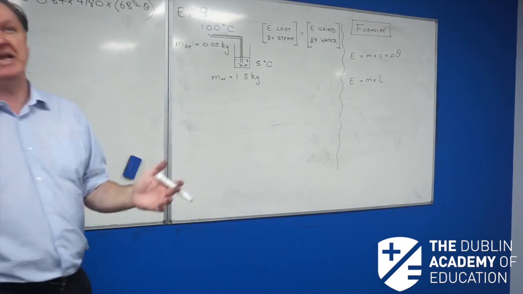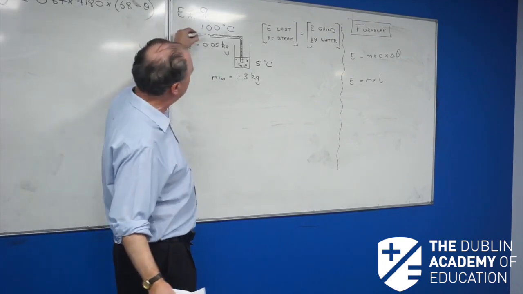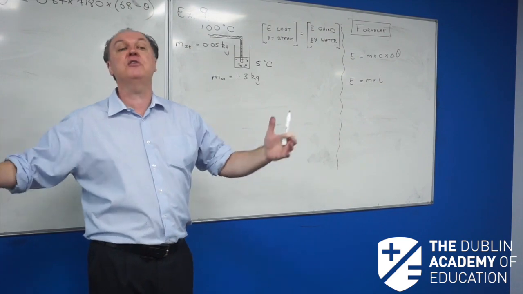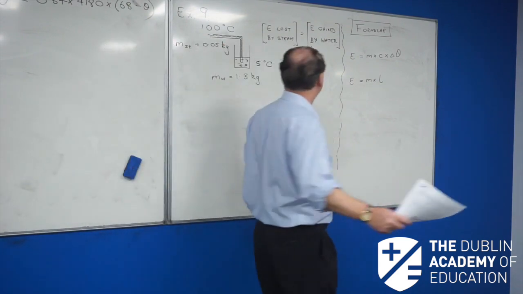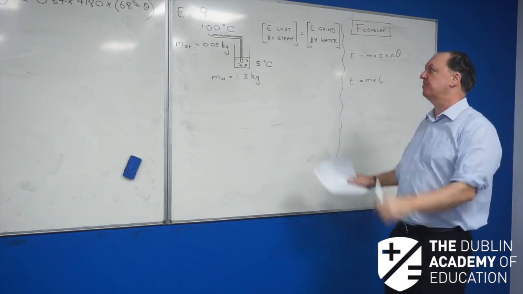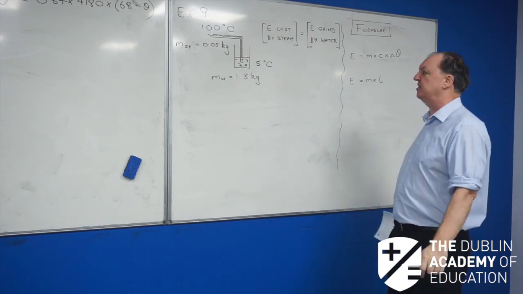That's an assumption made in all of these problems, that when the steam condenses, all of its energy goes into heating the water. None of it escapes out into the atmosphere. So you might have to put a lid on it or something like that to make sure that happens. But anyway, we're not here to worry about such details. We'll just do the problem.